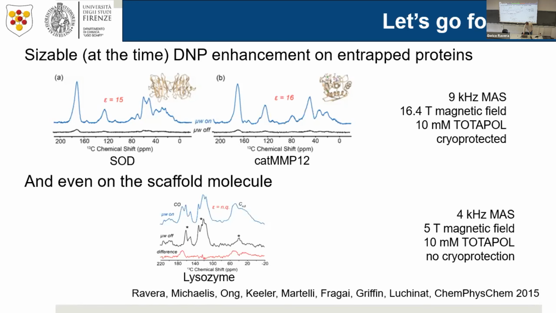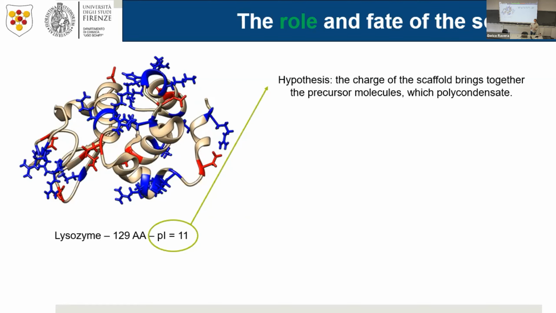And now the motivation changes. It becomes from the characterization of the material. The question becomes, what about the scaffold? What happens to the scaffold? So, what is the role of the protein, and what happens to this protein after the material is formed? So let's start with the role. The role is most probably to drive the precursor molecules, which are negative, and this protein is highly positive.